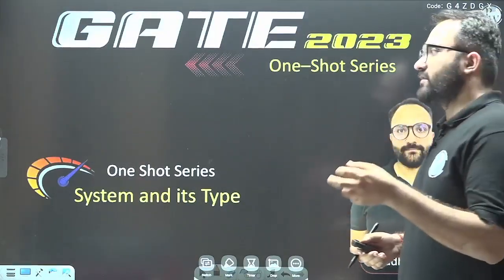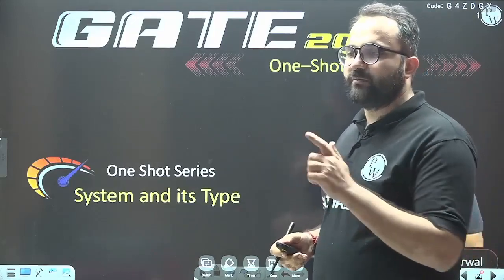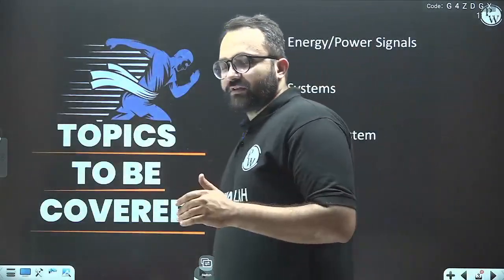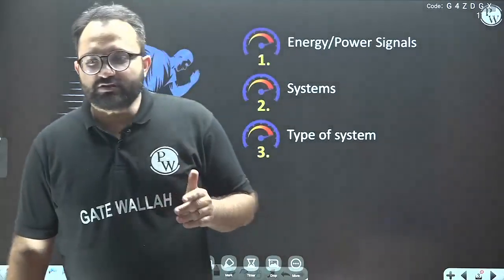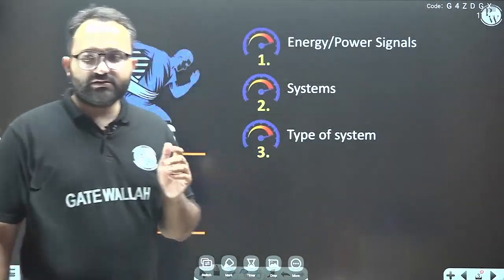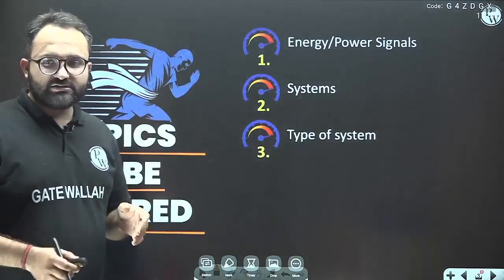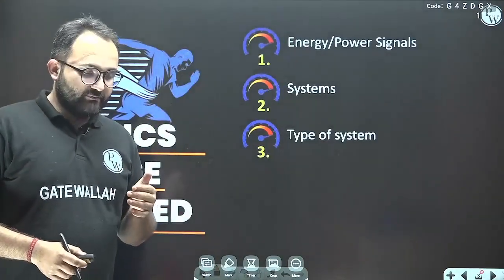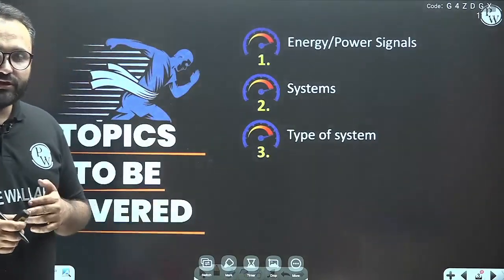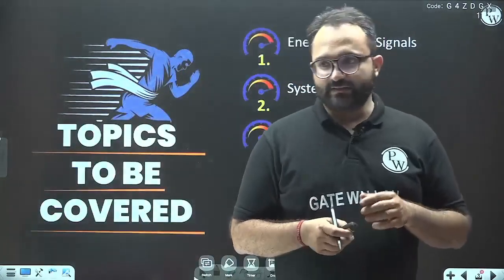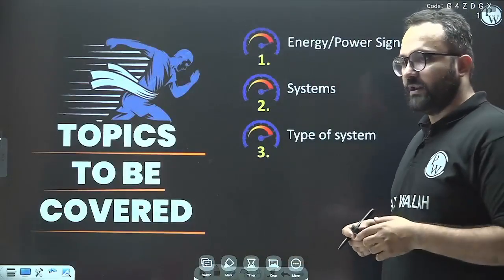We have already completed the energy signals. Now we'll be completing the power signals and the other types of signals, that is even odd signals and conjugate symmetric, conjugate anti-symmetric signals. We'll also be completing systems and types of systems, that is what are systems, and the types of systems: linear, non-linear, causal, non-causal, memoryless, static. All these kinds of systems we'll be covering in this whole lecture.